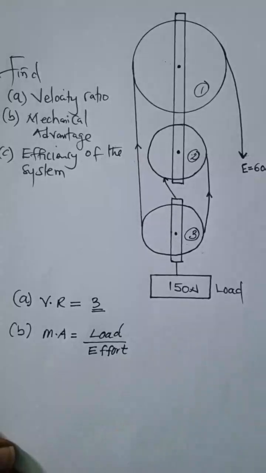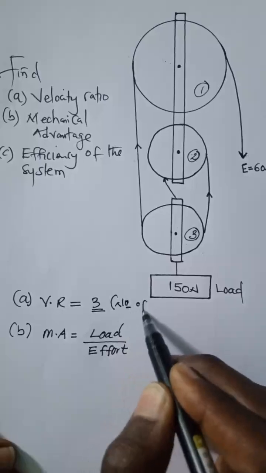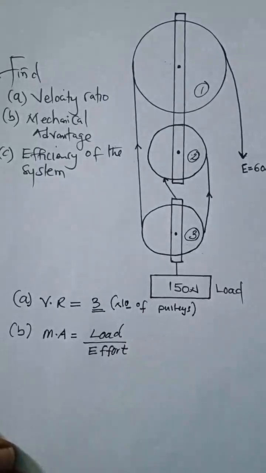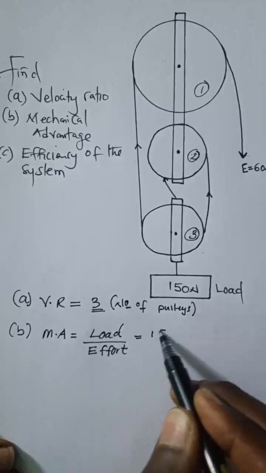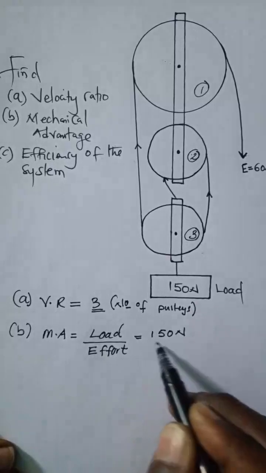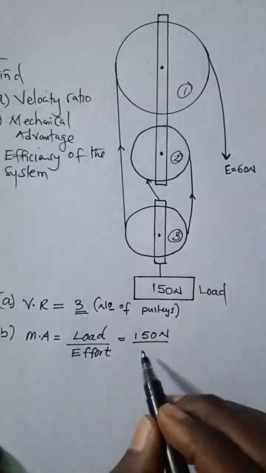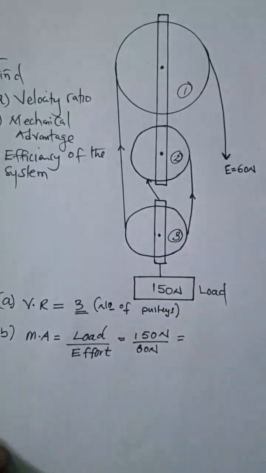So which one is the load? It's 150, right? Newtons over the effort, which was given to be 60 newtons. So all we need is to punch that into the calculator. So 150 divided by 60. I'm getting 2.5.